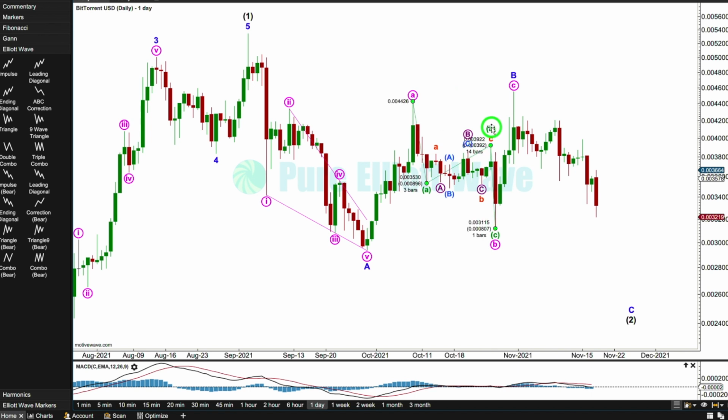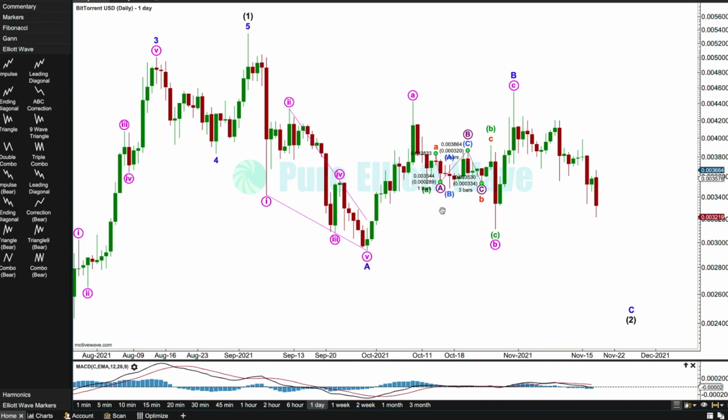So minuet B here is an expanded flat. Subminuet A would be a 3 if you look at it at lower time frames. Subminuet B itself is an expanded flat. Subminuet C is a short little impulse. And subminuet B is an expanded flat. Micro A, micro B, micro C. Has it moved?